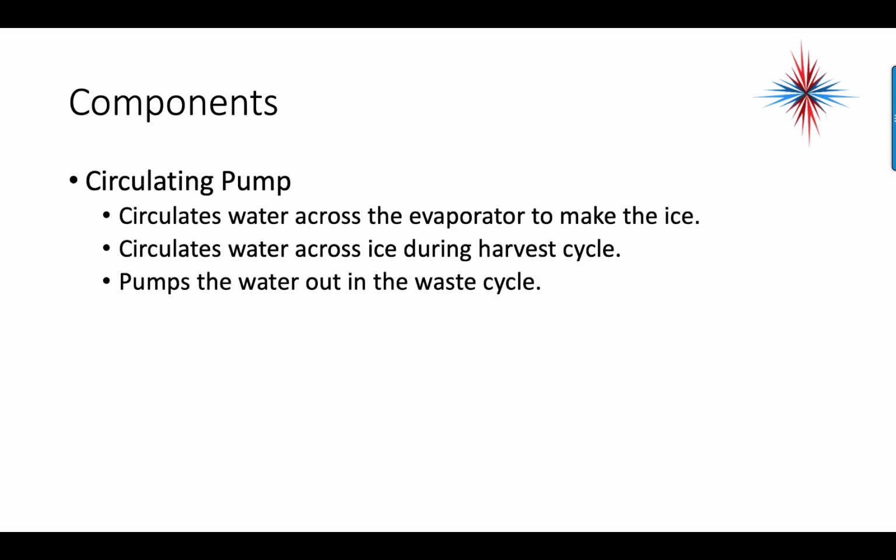You'll have a circulating pump. The circulating pump circulates water across the evaporator to make the ice. It circulates water across the ice during the harvest cycle, and it pumps water out in the waste cycle. Nothing in this machine works without that circulating pump.